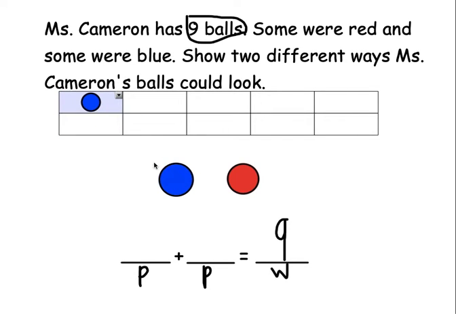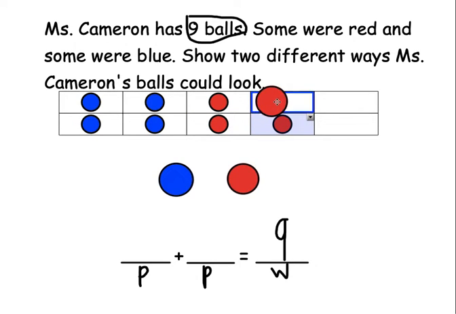I have 1 here, 2 here, 3 here, 4. Is that 9 yet? Nope. Okay, I don't want her to have any more blue balls. I'm going to give her some red ones. 5, 6, 7, 8. Oh, let's make sure that goes in there. 9. Okay, so now I have 9. Do I have 9 altogether? Let's count. 1, 2, 3, 4, 5, 6, 7, 8, 9.